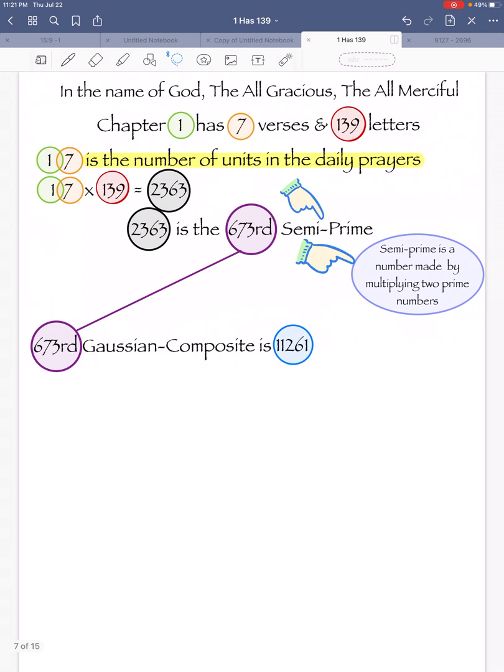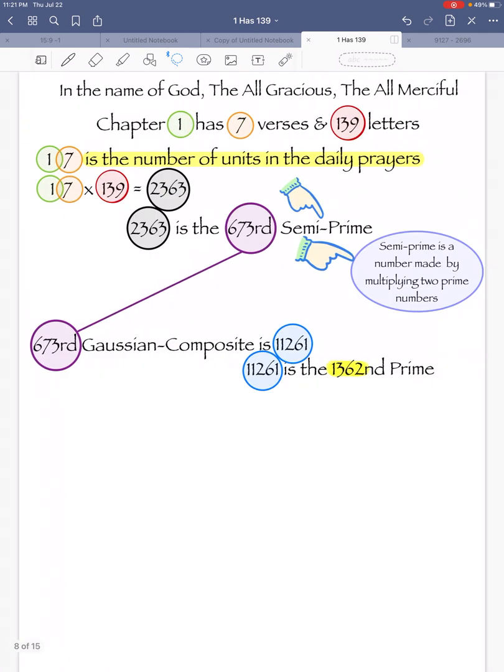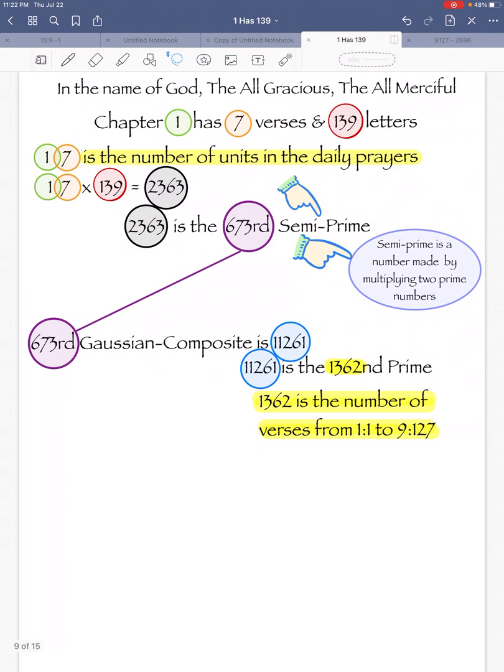And the 673rd Gaussian composite is 1161, and 1161 is the 1,362nd prime number. Well, we should know by now that 1,362 is the total number of verses from 1:1 to 9:127.